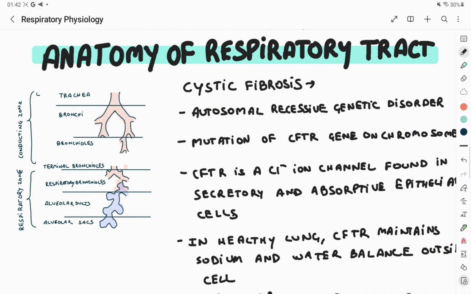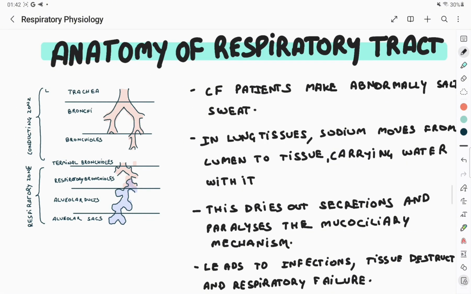Cystic fibrosis is an autosomal recessive disorder caused by mutation of cystic fibrosis transmembrane conductance regulator gene on chromosome 7. CFTR is a chloride ion channel found in secretory and absorptive epithelial cells. In healthy lung, CFTR maintains sodium and water balance outside cells. Patients with cystic fibrosis make abnormally salty sweat, but in lung tissues, the opposite happens.